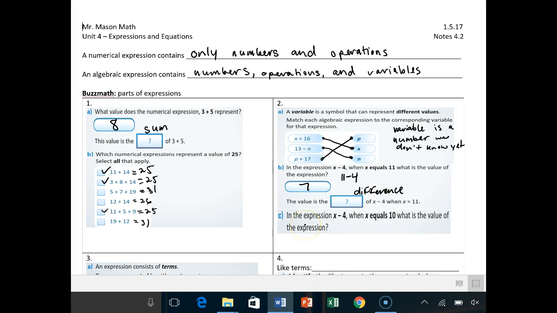You have one more part on number 2, and that's part C, and it's just asking the same thing as B, right? In the expression x minus 4, when x equals 10, what's the value of the expression? So just plug in 10 for x, 10 minus 4, the value of the expression is equal to 6. Okay, so again, pause the video right now and go to number 2 on BuzzMath.